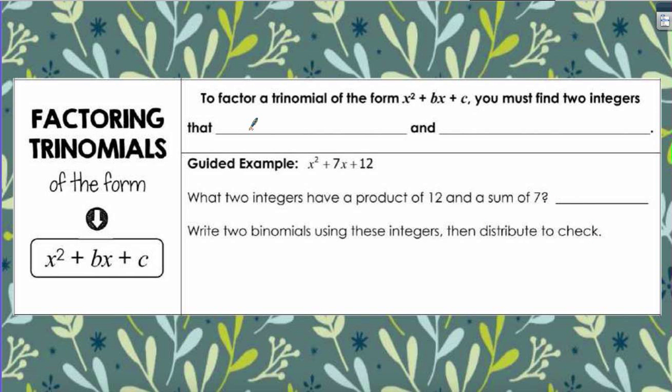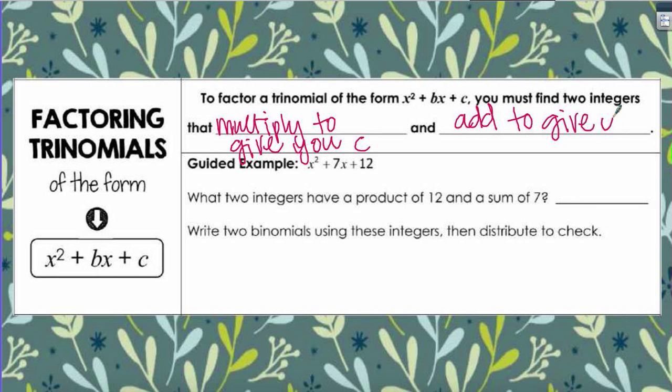So to factor a trinomial in the form x squared plus bx plus c, you must find two integers that multiply to give you c and add to give you b. So basically I'm looking for two numbers that multiply to give me the end but add up to give me the middle. So for example, what two integers have a product of 12 and a sum of 7?